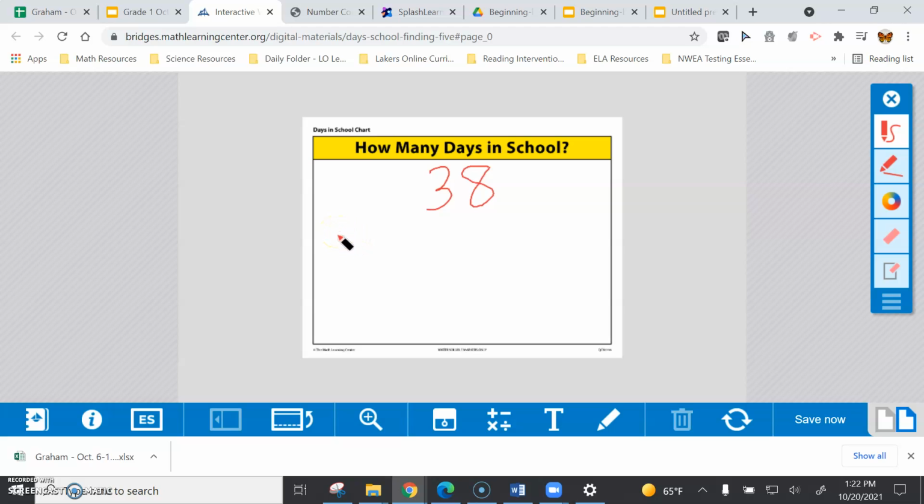I'm going to write the number 38, but this time I am going to make a math equation that equals 38. So I'm going to say 10 plus 10 plus 10 plus 8 equals that 38. Can you think of a math equation that equals 38? You can pause the video right now and write down your math equation. Once you're finished, hurry back.